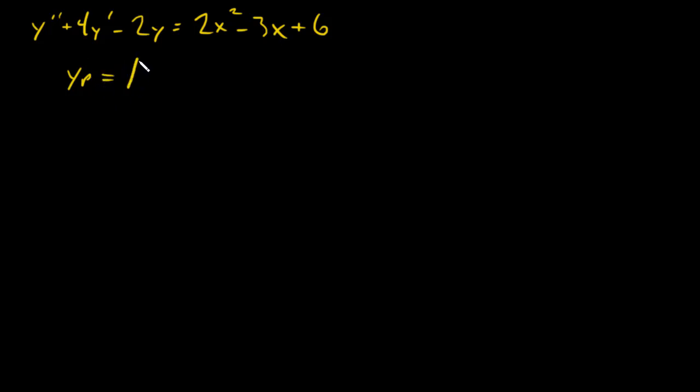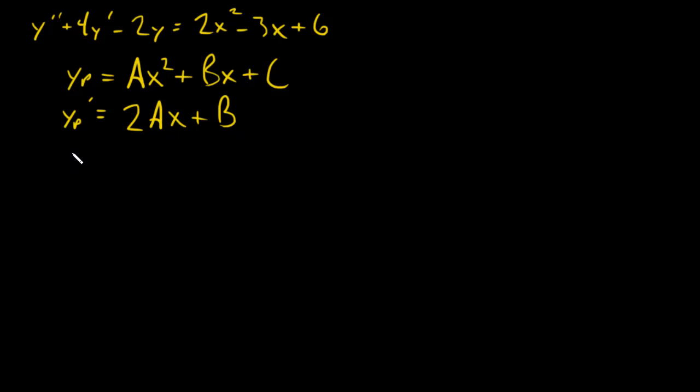Clearing this, I'm going to rewrite the differential equation up at the top. y double prime plus 4y prime minus 2y equals 2x squared minus 3x plus 6. Okay? I'm going to say that my solution looks just like what the non-homogeneous part is. It looks just like my g of x. So my solution, y sub p, is of the form ax squared plus bx plus c. Now if that's the case, then y sub p prime is the derivative of this, which is 2ax plus b, and y sub p double prime is the derivative of this, which is 2a.